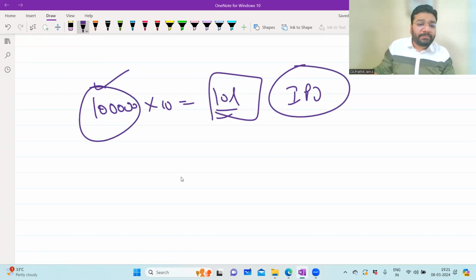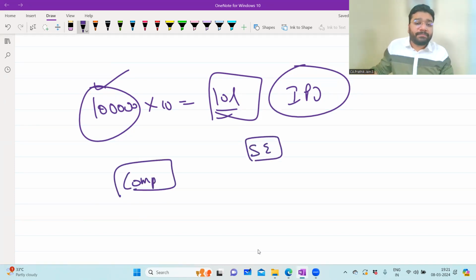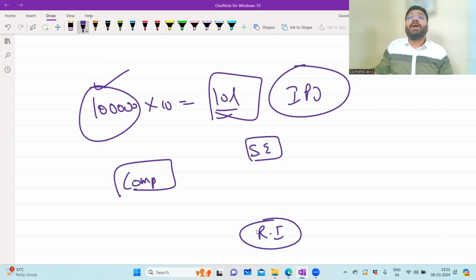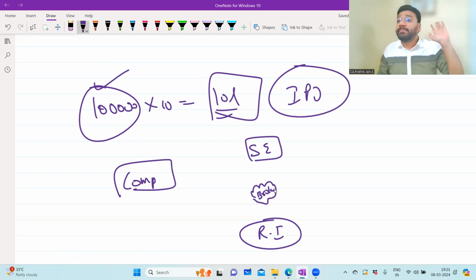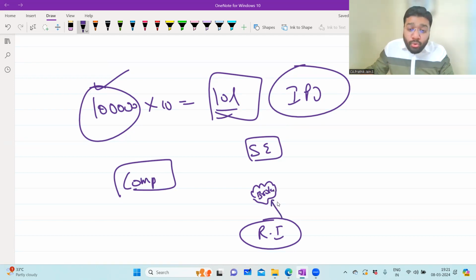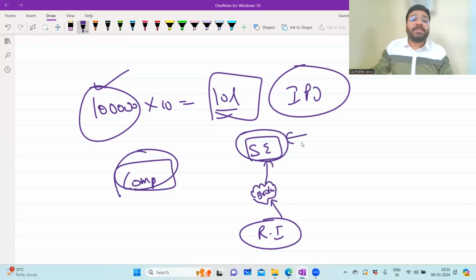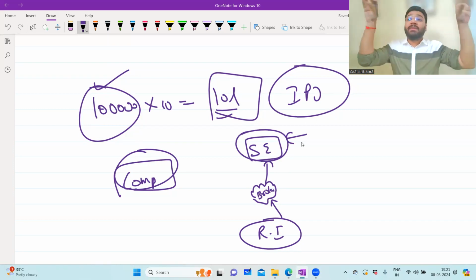So what happens? This is the company. This is the stock exchange. And this is the retail investor. So what does the retail investor do? Retail investor, through broking companies such as Zerodha, Groww, IIFL, Angel Broking, we retail investors, through the broking platform, buy the shares of this company on the stock exchange. This stock exchange is like a departmental store where all the stocks are listed.